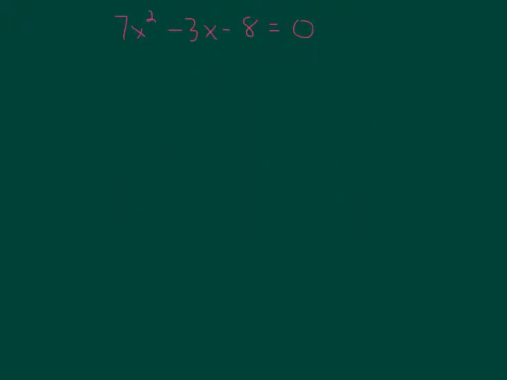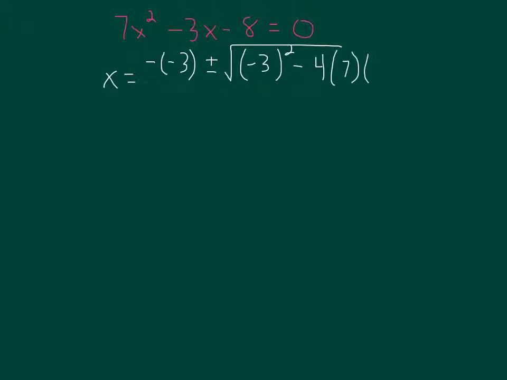Okay, the next example, 7x squared minus 3x minus 8 equals 0. So we have x equals, change colors here, let's go white. X equals negative b, so negative negative 3 plus or minus the square root of b squared, so that's negative 3 squared, minus 4 times a, which is 7, times c, which is negative 8, all over 2 times a, which is 7. Okay? All right, now let's start solving this thing.